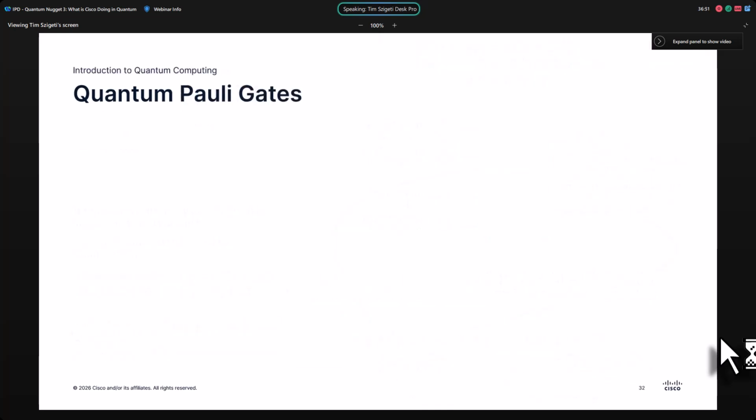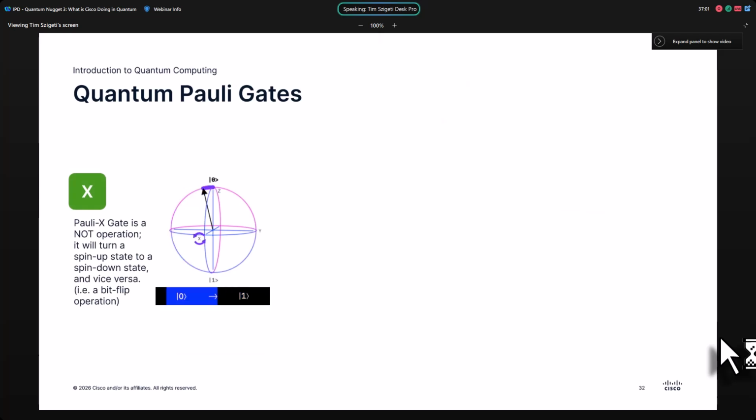Okay. Now, the last thing I want to introduce, and this is coming from quantum compute, is the concept of these Pauli gates. Pauli gates are just doing a rotation, 180-degree rotations on a given axis.